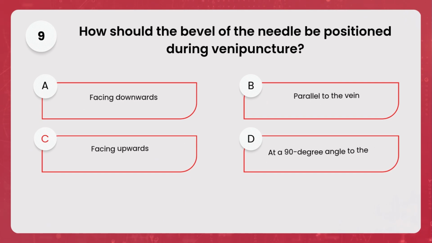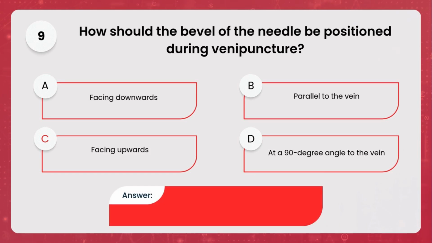Number 9. How should the bevel of the needle be positioned during venipuncture? A. Facing downward. B. Parallel to the vein. C. Facing upward. Or D. At a 90-degree angle to the vein. The answer is C. Facing upwards.